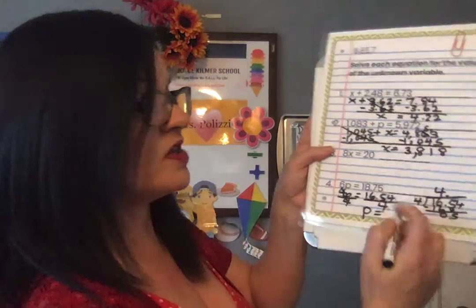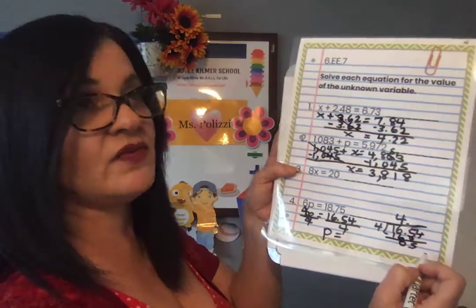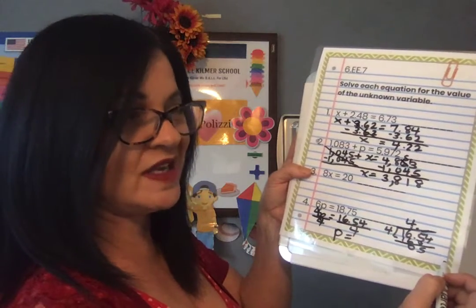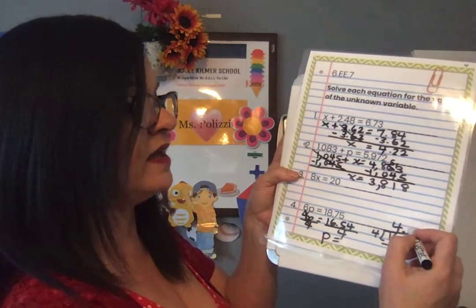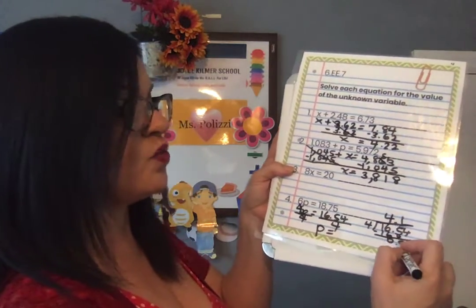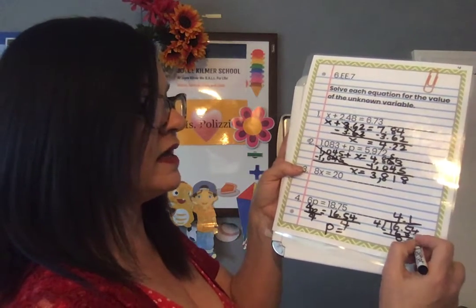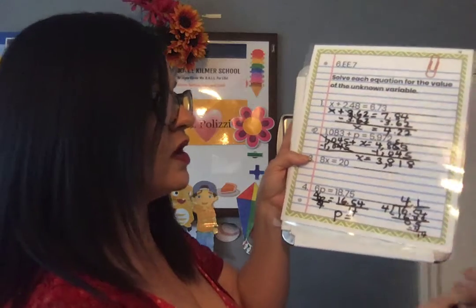So 4 times what number will give me 5? Well, I know 4 times 1 is 4, and 4 times 2 is 8. That's too big, so I'll go ahead and use 1. 4 times 1 is 4. 5 take away 4 is 1, and go ahead and bring down your 4.